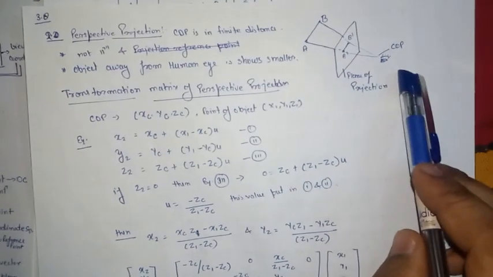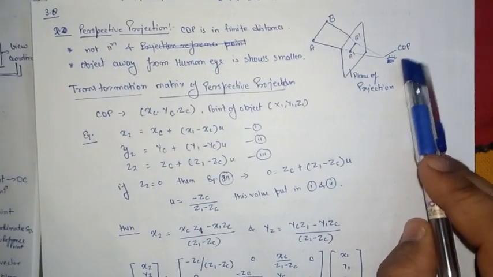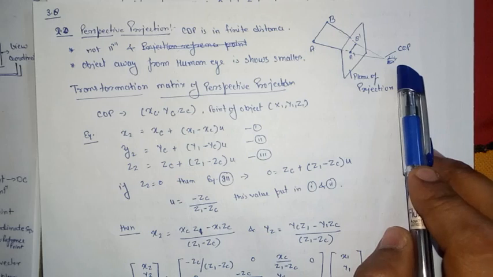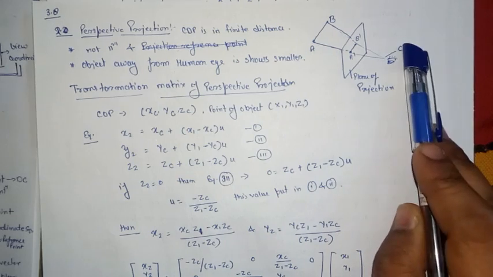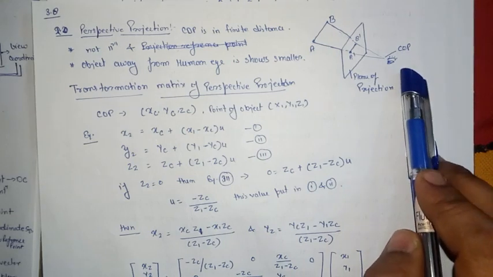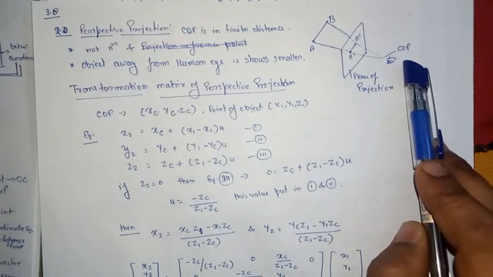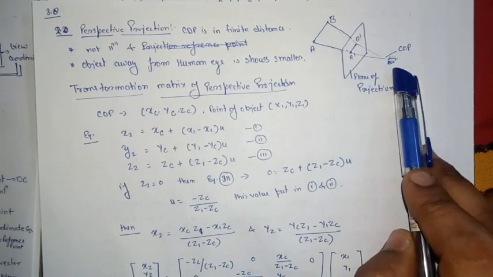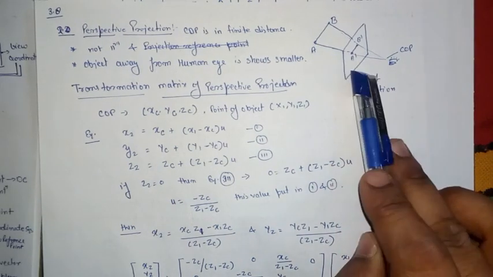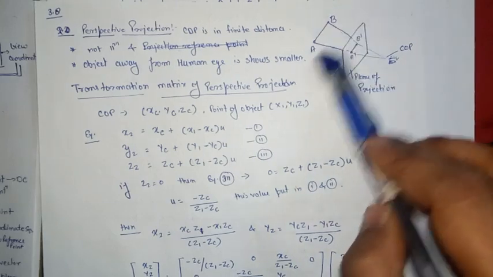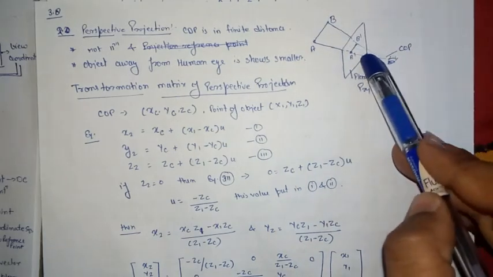Here the COP is here. You can think of the COP as your eyes, or any device from where you want to see. The center of projection is at a finite distance from the object or the view plane. So here, this is object A and B, and this is the view plane.